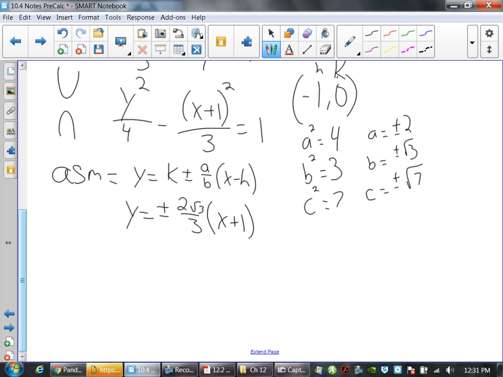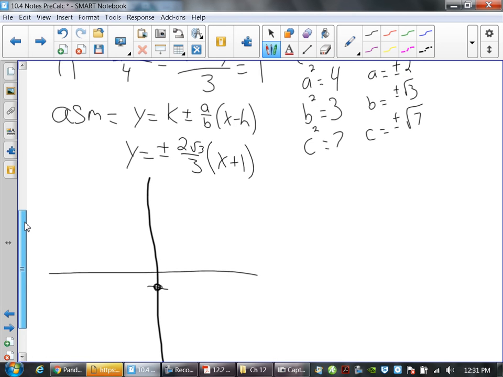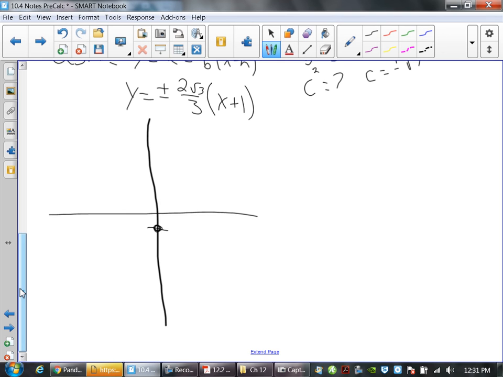So, the sketch. Now we can set this up. Center was at, was it 0 and 1? Or negative 1 and 0, excuse me. Our A value is the distance. No, negative. Oh, did I put it at 0, negative 1, excuse me. Or did I? I know it's going to be stretched vertically.